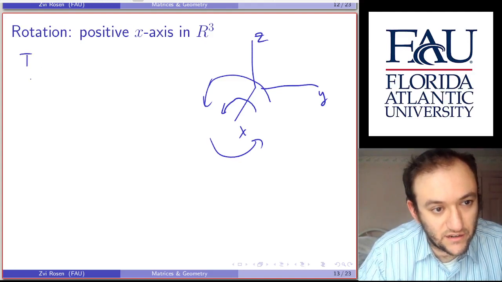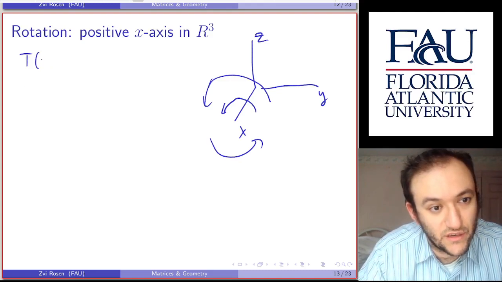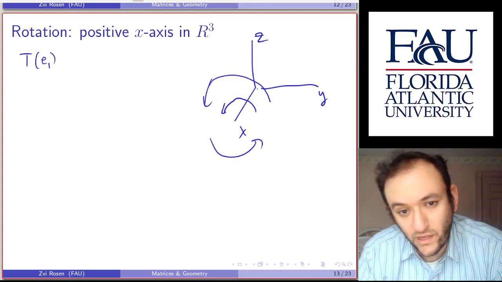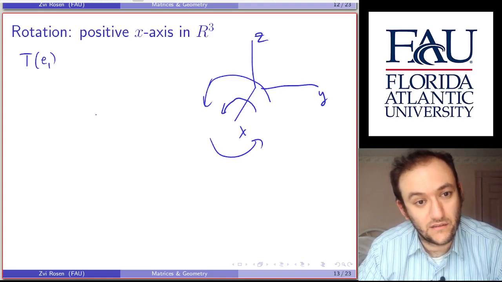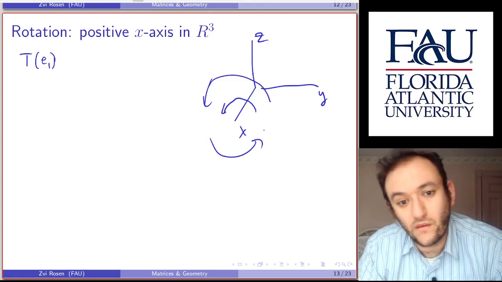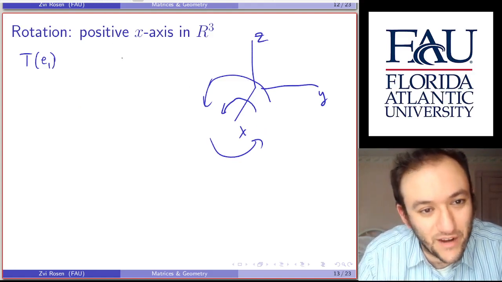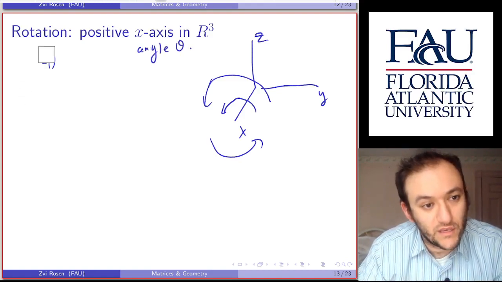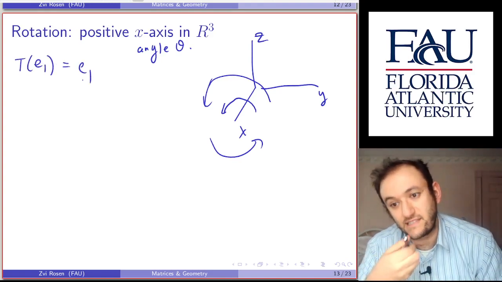So this is our T. We want to see how T acts on each of the basis vectors. Here we have 3 basis vectors, E1, E2, and E3. E1 is along the x-axis. I note that I didn't specify the angle we're rotating through. Let's say we're rotating by angle theta. So T of E1 stays constant. This is E1, because that's the axis of rotation.